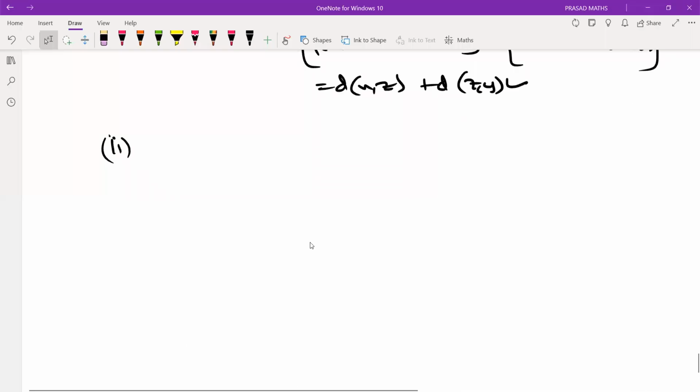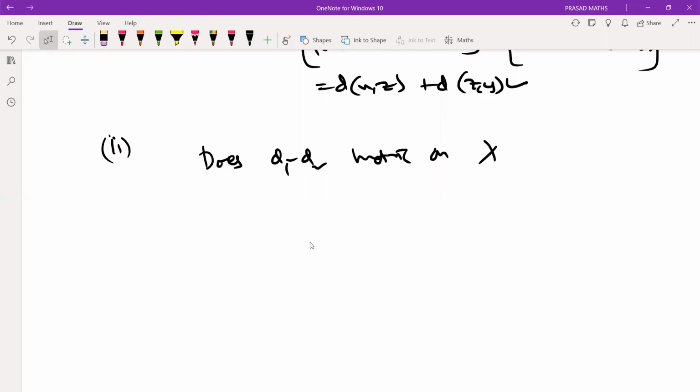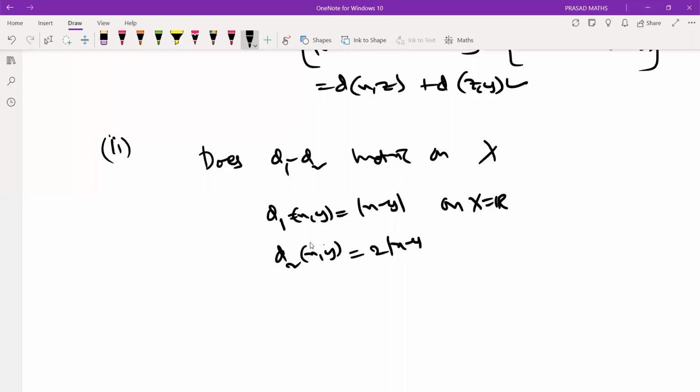What about difference? Does it mean that the difference d1 minus d2 is a metric on X? To answer this question, it need not be. Example, suppose I take d1 of x, y equals mod of x minus y. You know, it's a standard metric on R, on X equals R. We have seen it in the first example. I'm going to take d2 of x, y equals 2 into mod of x minus y. This is also a standard metric on R. We have seen it. So what about d1 minus d2?